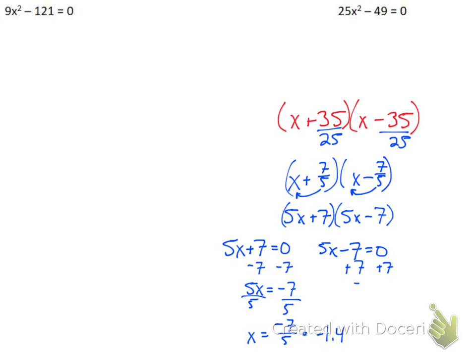Same thing with the second one. Add the 7 and divide by 5. 5x is equal to 7. Divide by 5 and divide by 5. So x is equal to 7/5 or 1.4, positive 1.4. And that's it.